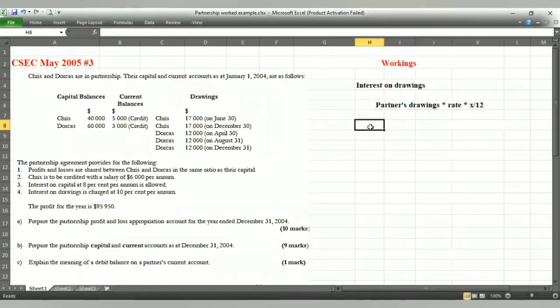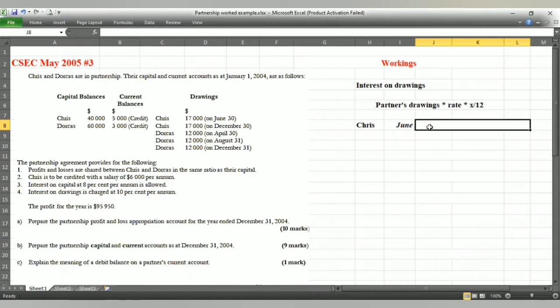I'm going to begin with Chris. Chris took 17,000 on June 30th. So I'm going to put June to indicate that we're working out for June. And that is 17,000, because that's the amount that was taken, times the rate of 10%, which the question gave us.